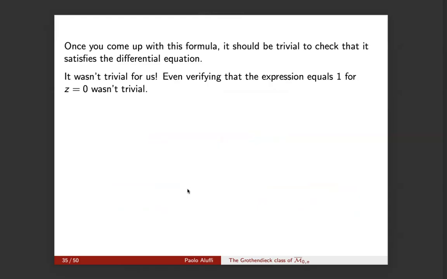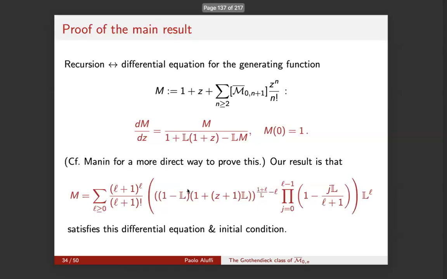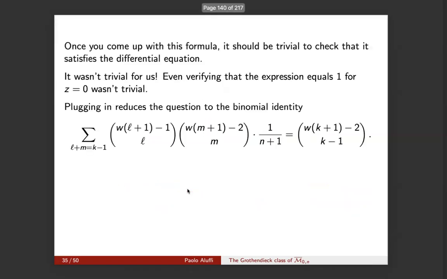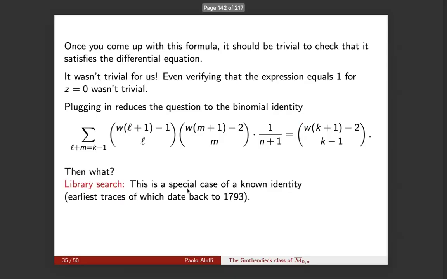Even verifying that the expression equals 1 for z equals 0, I found it challenging. If you plug it in, you're reduced to this binomial identity. I used to give these talks a year ago, and I would launch into a story about how I had to do a library search, and eventually I found the formula in some very old manuscript. It's a famous formula in the end. Someone else had found it useful.